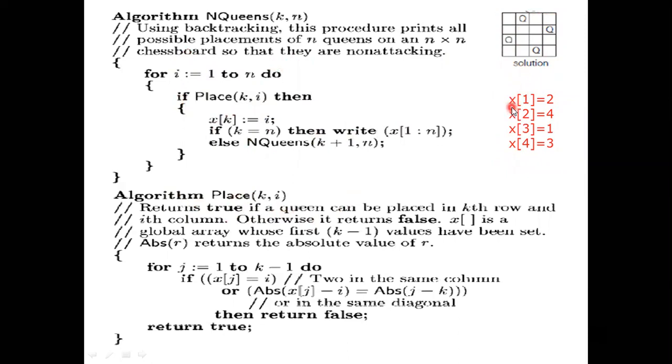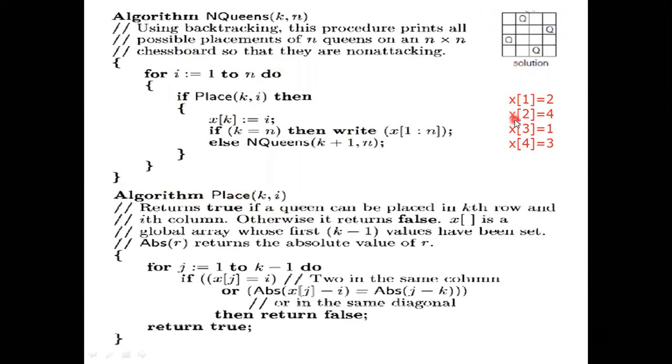This X is the solution array. X of 1, this one is showing the row number. X of 1 equal to 2. That means first row, second column, first queen is going to sit. I will show you. First row, second column, first queen is going to sit.